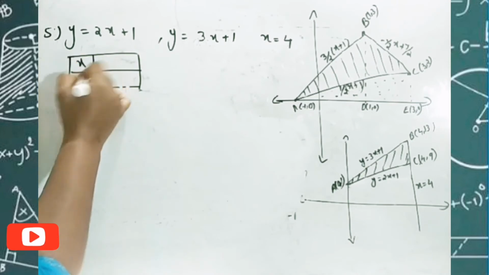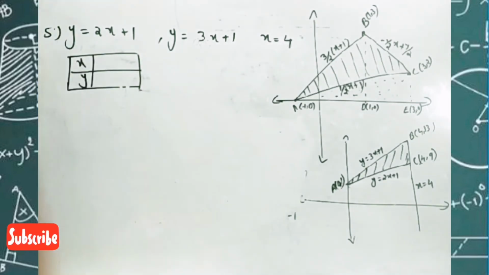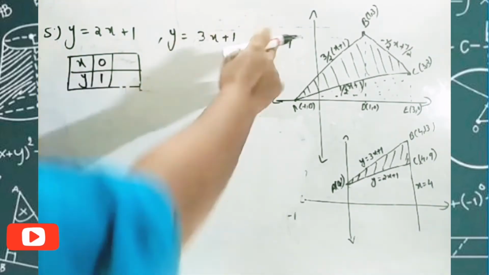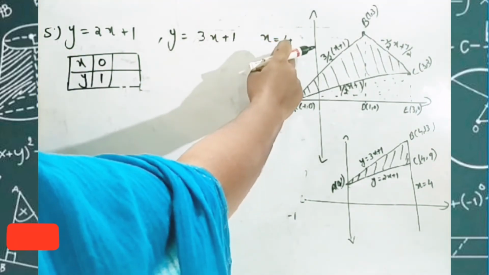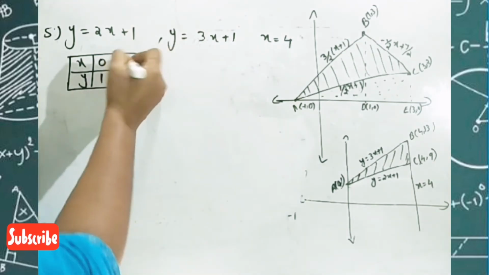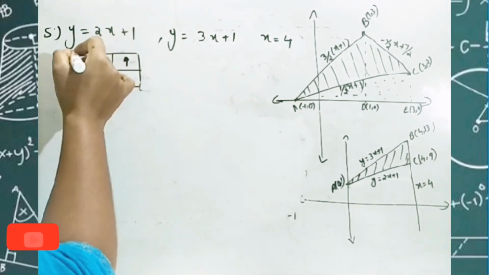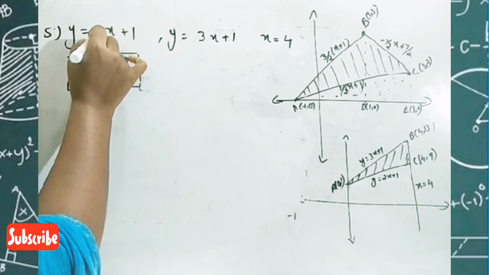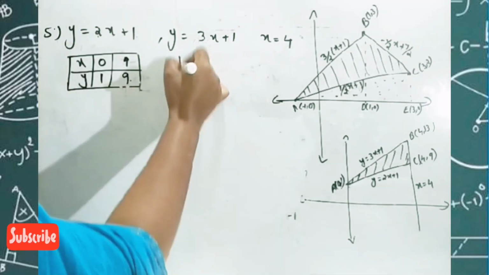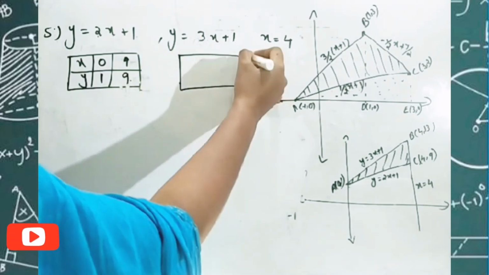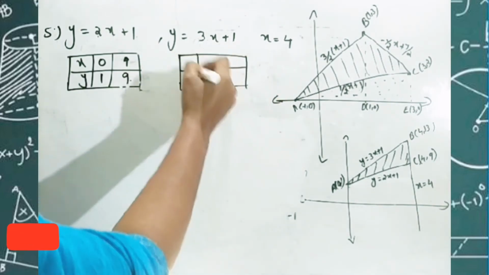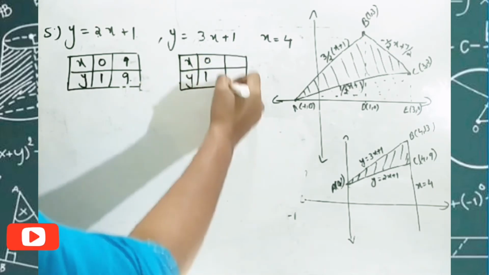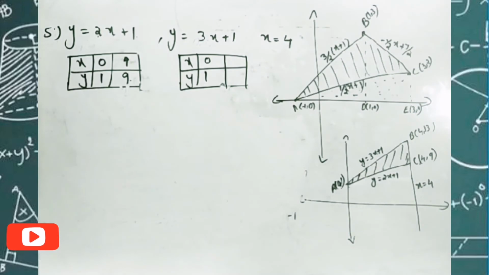x, y. If x is equal to 0, we will get y is equal to 1. Since we have x is equal to 4 as a side, I'm going to take x is equal to 4 and you will get y is equal to 9: 4 into 2 is 8, 8 plus 1 is 9. And for the second one, x, y: if x is equal to 0, you will get y is equal to 1.